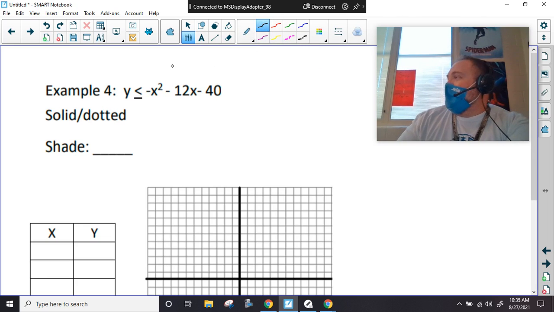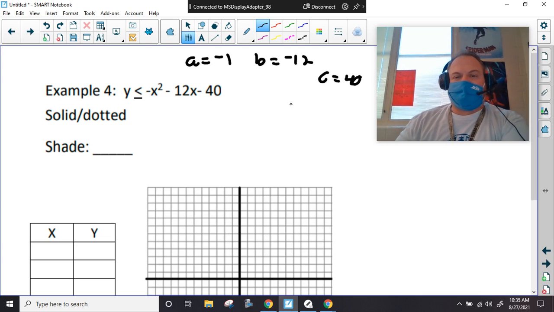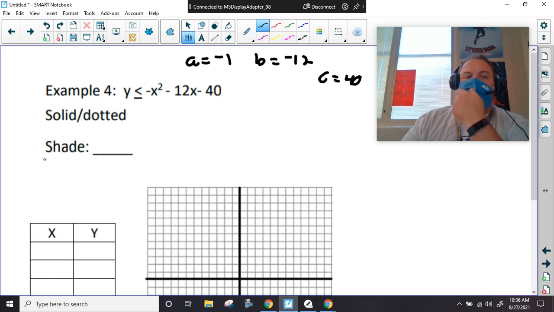All right. Maybe I'm expecting too much, so y'all remember that we need to list our A, our B, and our C. Now, I've got that listed. Let's go ahead and answer these two questions because these are easy. Is this going to be solid or dotted? Solid. Yeah, because we're shading down from the graph.